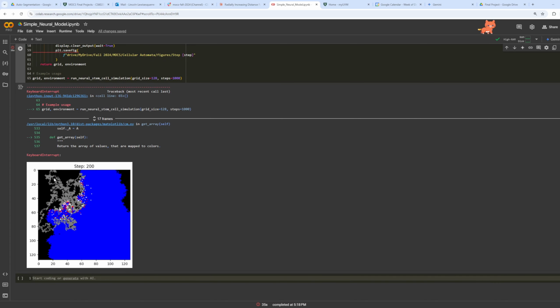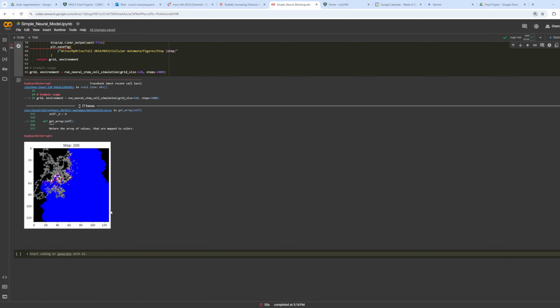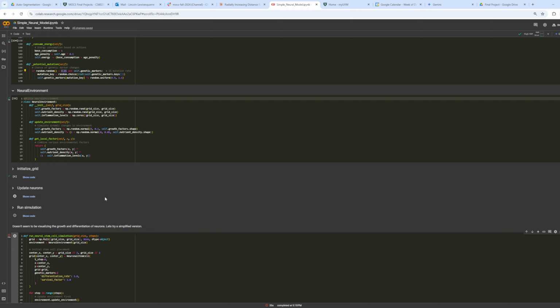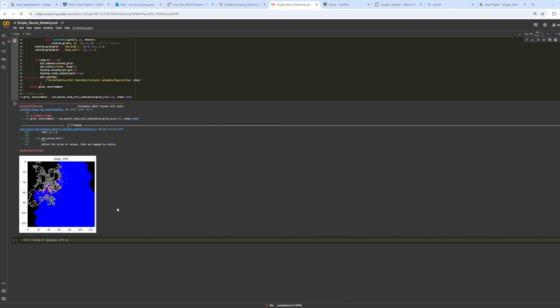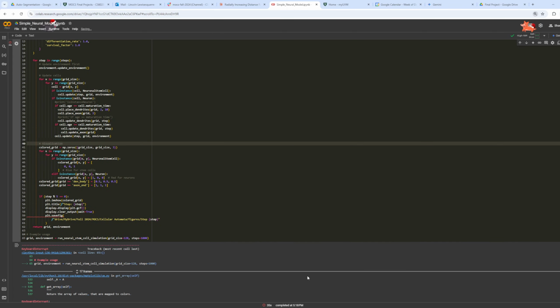So this is definitely not the prettiest way to visualize it, considering the amount of complexity in the model, but that's a work in progress. All right, thanks.